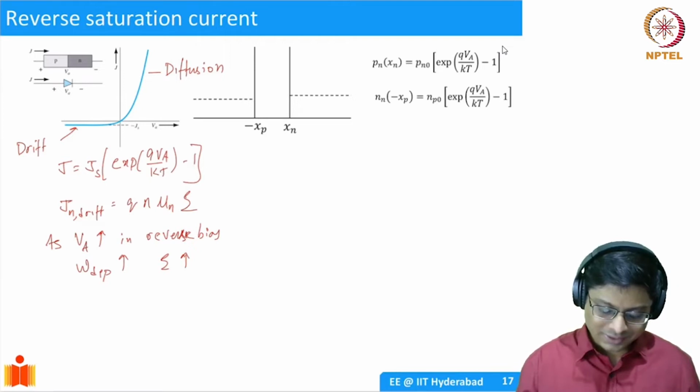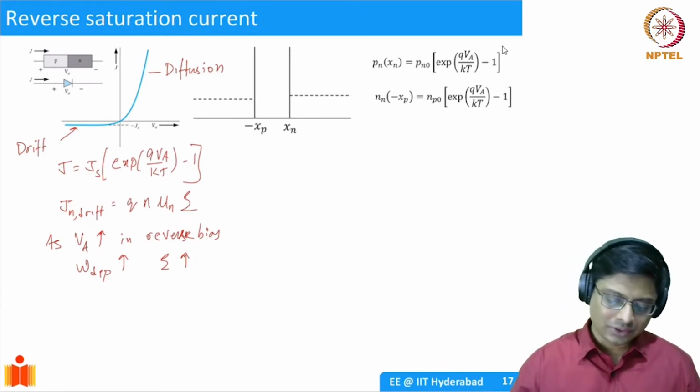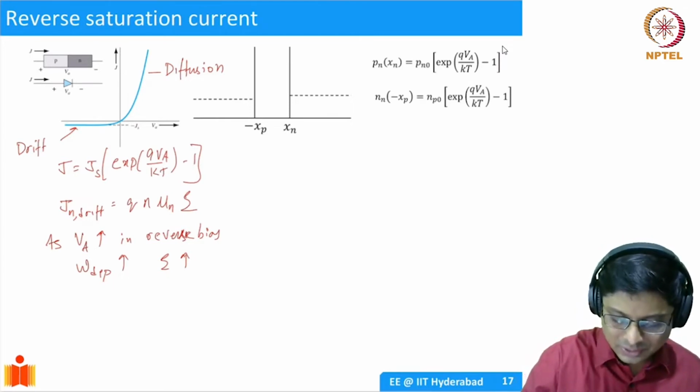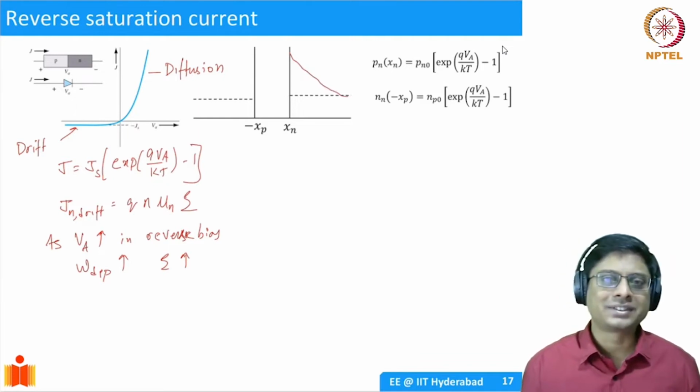If you have thought about it, to answer this puzzle, you have to understand how the minority carrier profiles look, okay? We have seen this multiple times. Essentially in forward bias, your minority carrier profile is going to be like this. What happens in reverse bias? How does the minority carrier profile look?